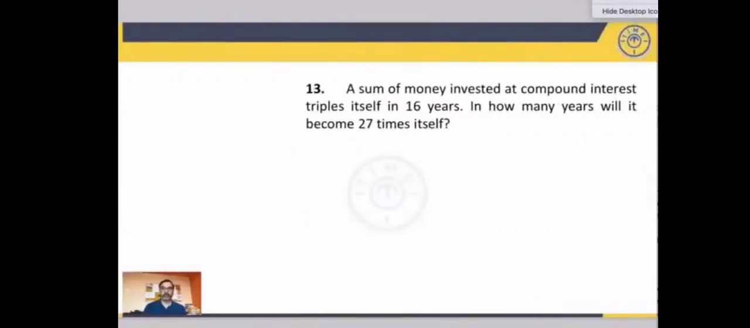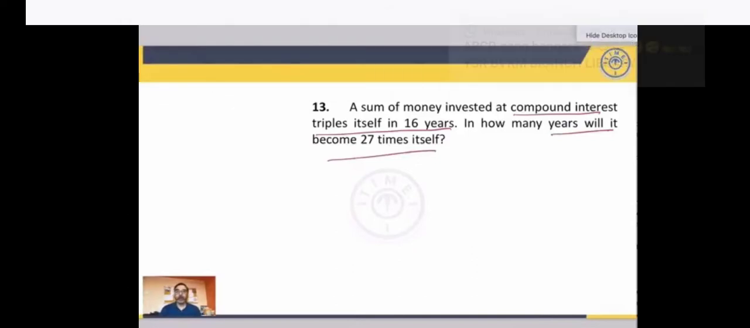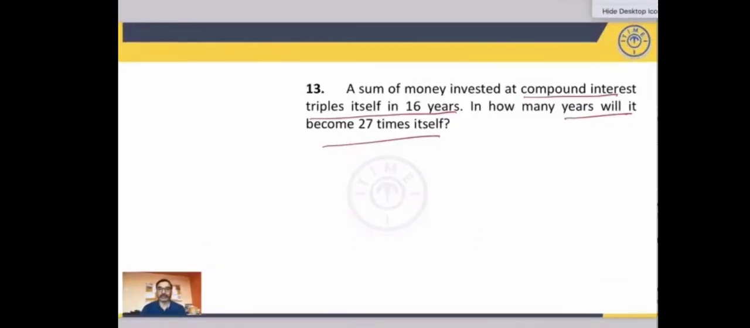In the next question, it says a sum of money invested at compound interest triples itself in 16 years. In how many years will it become 27 times itself? Now we have seen that under compound interest, the amount at the end of 1 year becomes the principal for the next year. If you take 100 rupees as a principal, this 100 would become 300 in 16 years. Now he is asking in how many years 100 would become 27 times.